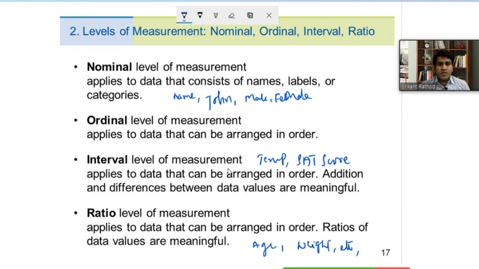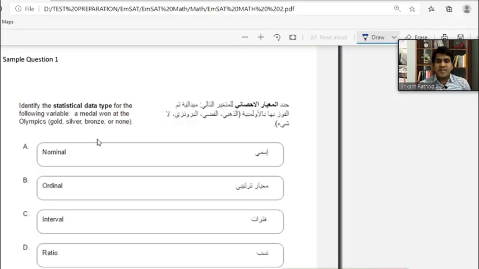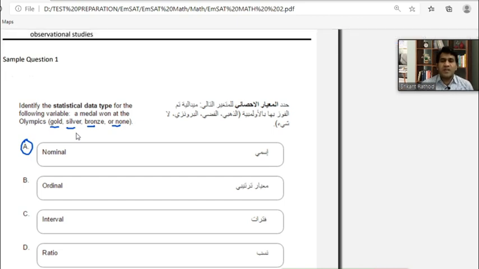Now let's go to the question and see which definition suits arranging the data in terms of the medals mentioned. The data shown here are basically the categories or the names of the medals. So the best choice here is going to be A, which provides gold, silver, bronze. It's basically the category of winning. So A is the right answer to this question.